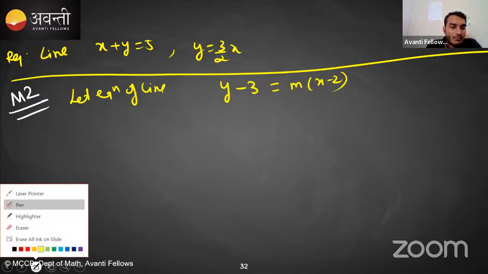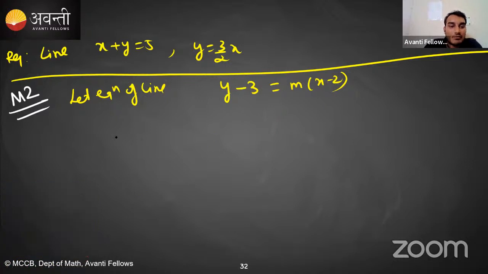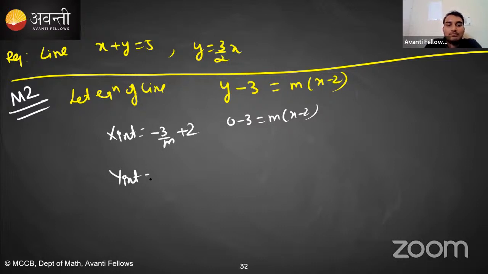So now automatically find what the x intercept is. The x intercept is when your y becomes 0, right? Yes or no? The x intercept is when y becomes 0. So what will the x intercept be? 0 minus 3 is equal to m(x minus 2). So the x intercept is nothing but -3/m + 2. What is the y intercept? When your x becomes 0, it means 3 minus 2m.